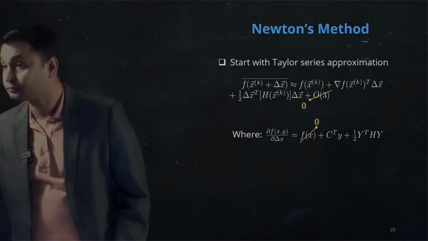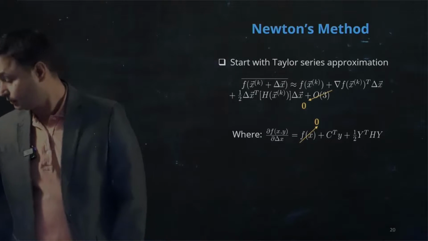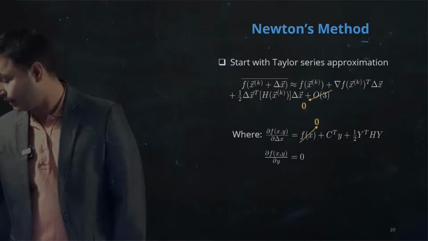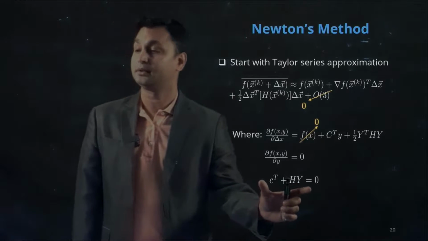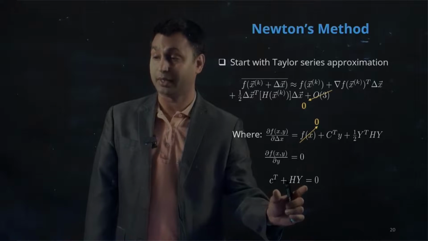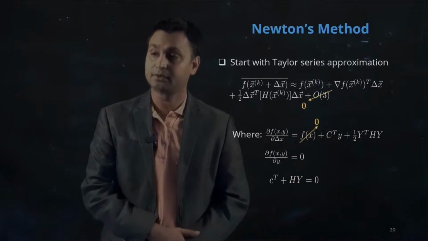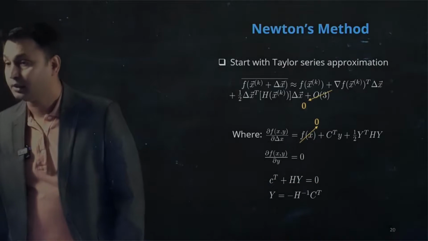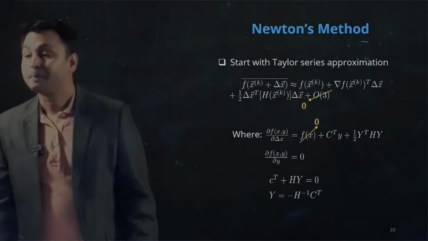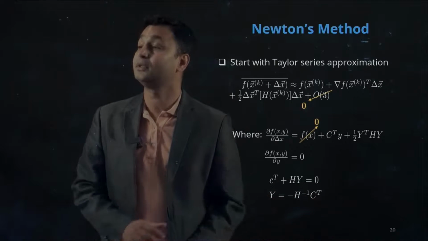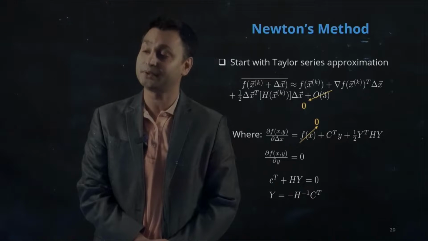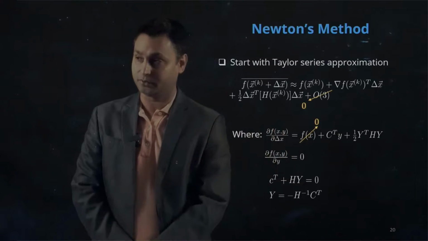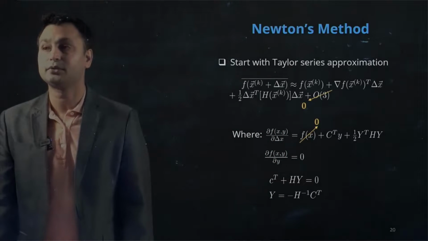If we set this portion to 0, what we get is this del f(x), and then we have del y equal to 0. Then we reach this equation, which is Ct plus Hy. And what is this Ct and Hy? I will discuss that in a little bit. But essentially, we will arrive at this equation that we need to solve. And from this equation, we can get the value of y. And this y is essentially the search direction. Instead of the steepest descent direction, this is also a direction that you need to be moving your solution into, and that is what is used in Newton's method.